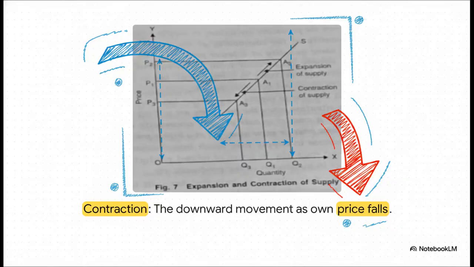And, as you'd expect, we see the exact opposite happen too. If the market price suddenly takes a nosedive, that profit incentive shrinks. The producer reacts by scaling back. So, the tracker point slides downward along that same rigid curve, causing the quantity they're willing to supply to contract. This downward slide, that is a contraction of supply.